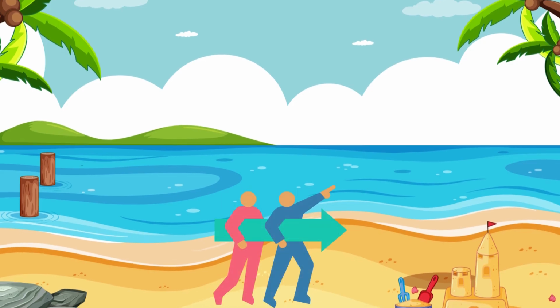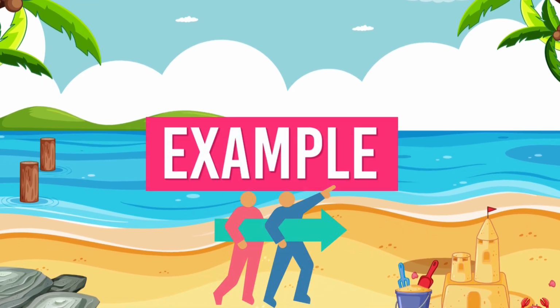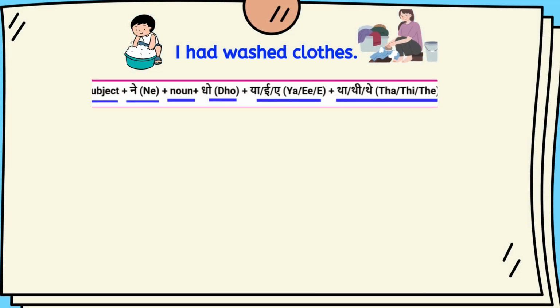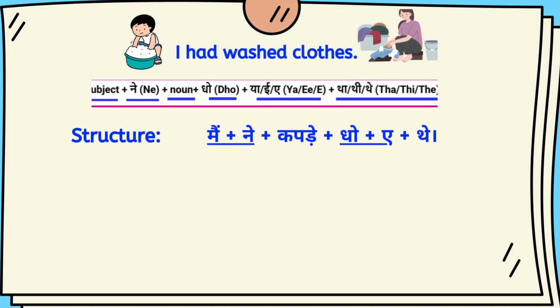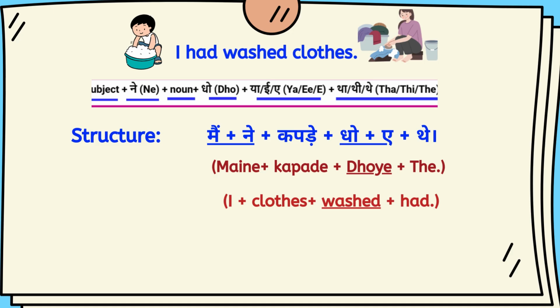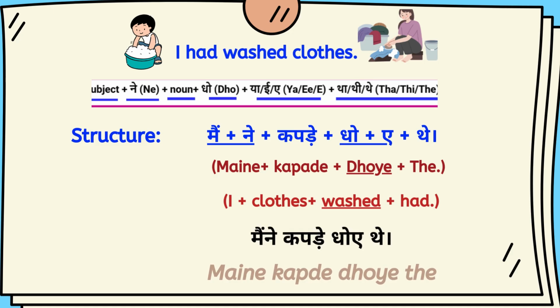Let's understand with the help of some examples. For example, if I have to say, I had washed clothes, it would become मैं plus ने plus कपड़े plus धो plus a plus थे. मैं means I, and when it is followed by ne, that is, ne is the past tense marker for transitive verbs, it becomes मैंने, which means I in the past tense.